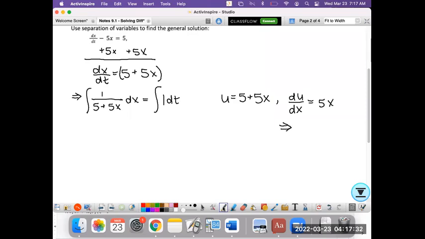Solve for dx. Oh, I'm sorry, the derivative is just 5. There we go. Right, so I'm gonna go ahead and replace that. 1 over u times, well, technically that's du over 5.